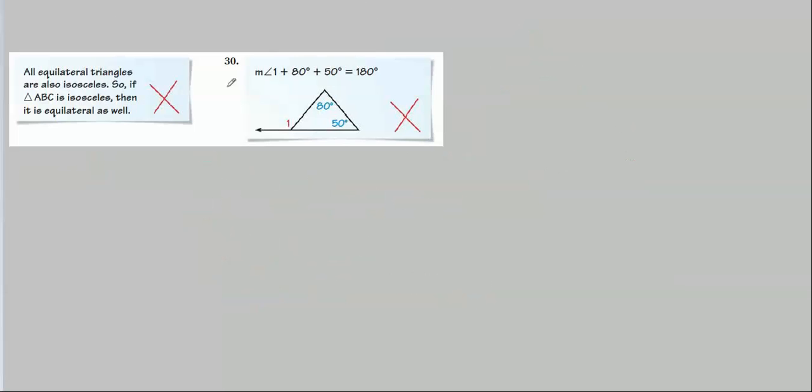Okay, and here we have some of those find-the-error problems. Now here we have, well, some guy who makes geometry videos decided that since all equilateral triangles are also isosceles, then an isosceles triangle must be equilateral. Well, come on. We know better than that, don't we?